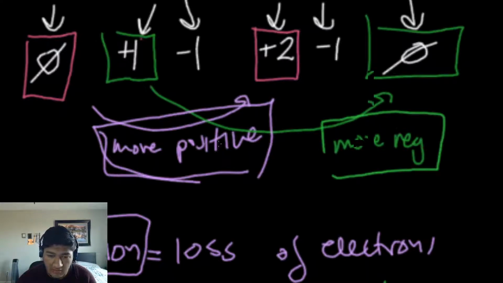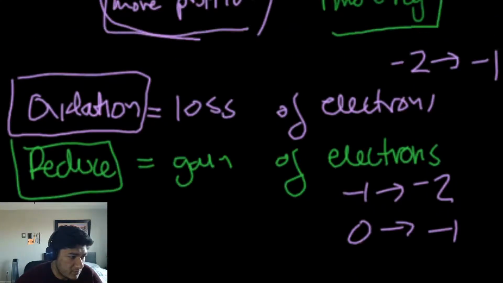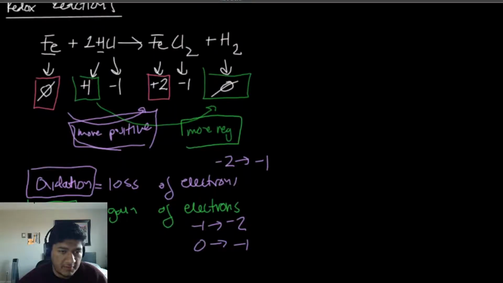Now, it doesn't necessarily have to be going from negative to positive. It could go from, let's say, -2 to -1. That's also an oxidation. It's just becoming more positive or less negative. And same thing here, reduction, it could go from -1 to -2 or something, right? Or even like 0 to -1. All depends on what we're considering. Okay, so that is the simplest form of redox reactions.